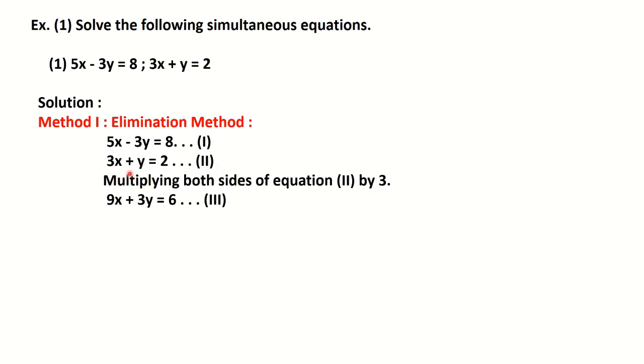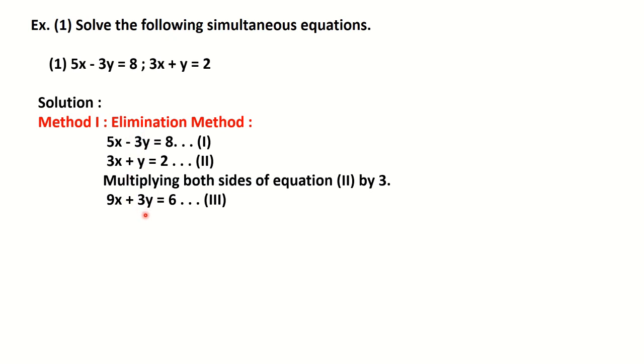When we multiply, we have to multiply each and every term. So 3 into 3x is 9x. 3 into plus y is plus 3y. And 3 into 2 is 6. We got a new equation. Number it as 3. Now observe equations 1 and 3 again. What we will get is here the coefficients of y are equal. Also their sign is opposite, minus 3y and plus 3y.